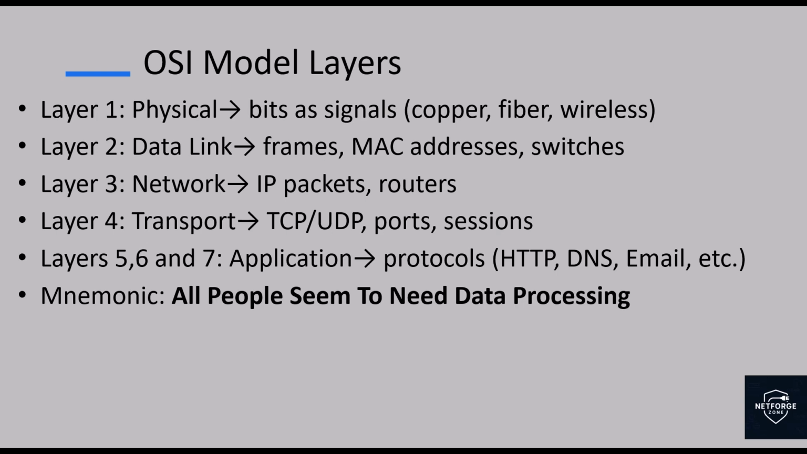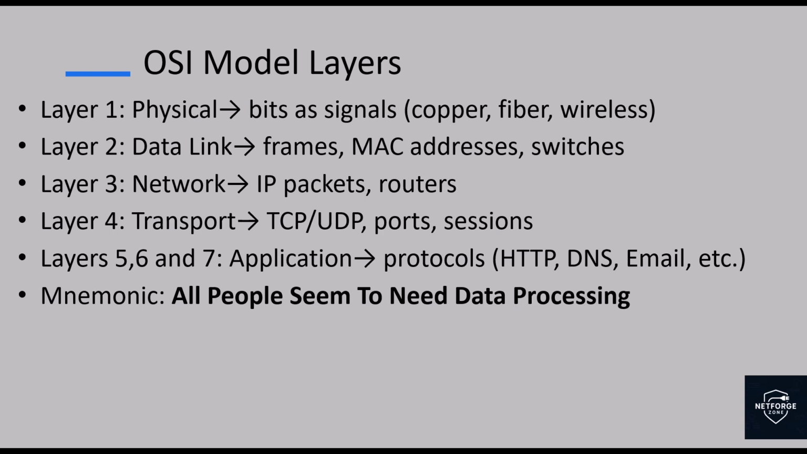What about layer 2? It is called the data link layer. Here, the focus is on local delivery. We package data into frames, and we label them with MAC addresses, the hardware address burned into the network card. Switches operate here. They don't care about IP addresses, just MAC to port mapping.